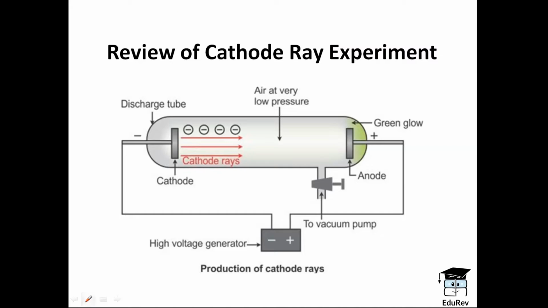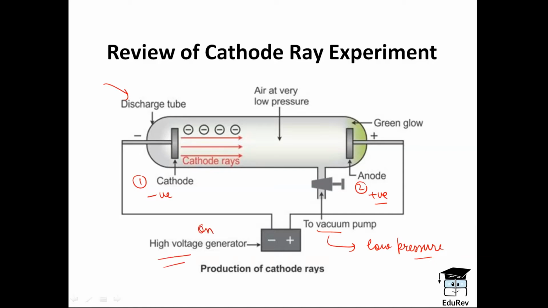So what J.J. Thomson did, he took a discharge tube which was connected to two electrodes. One electrode was the cathode, which was the negatively charged electrode. The second electrode was the anode, which was the positively charged electrode. The discharge tube was connected to a vacuum pump whose role was to maintain a low pressure inside the discharge tube. Also, the discharge tube was connected to a high voltage generator or an electric circuit.